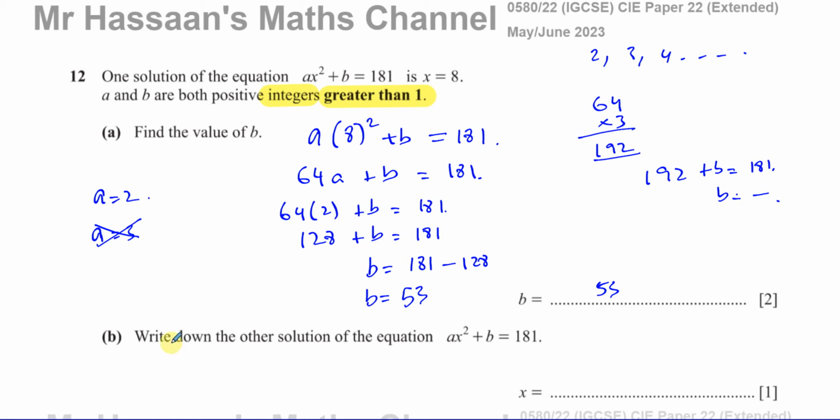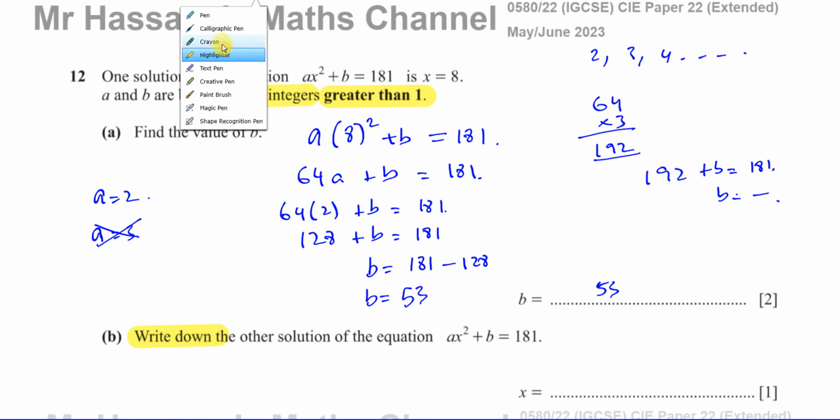Okay? And then it says write down. This is a key here. Write down the other solution of the equation, x squared plus b equals 181. Now, what we'll notice here is that x is squared, right? So if we take the same number, we want to end up with the same answer. So if x is negative, it doesn't say here that x is positive, okay?